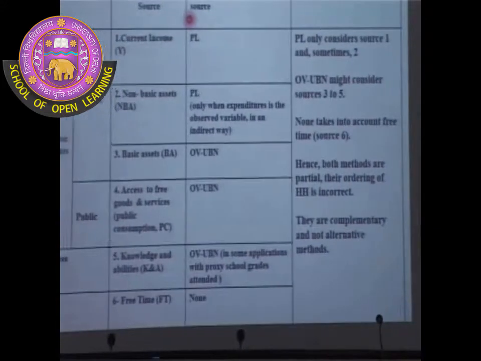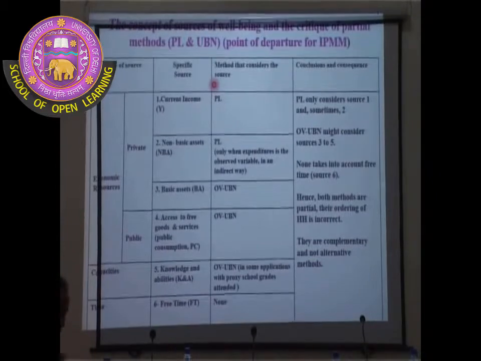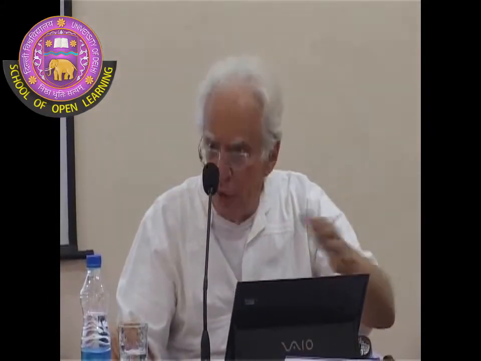Conceptually, it is absurd to measure extreme poverty by the cost of raw food. In this table, I explain the concept of well-being sources. When I was confronted with this reality in Latin America of these two methods being used, UBN and PL, I elaborated a criticism beyond the criticism I have already told you, which is this.